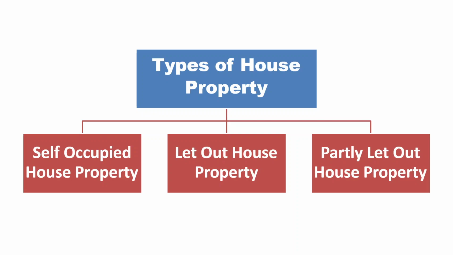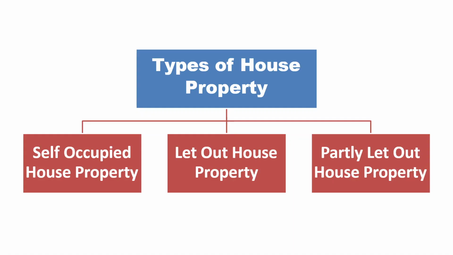So in that self-occupied house property, the property which is utilized by the assessee for their own residence is called a self-occupied house property. And as I told, any income arising from the self-occupied house property is totally exempted under the head of income from house property. Okay.